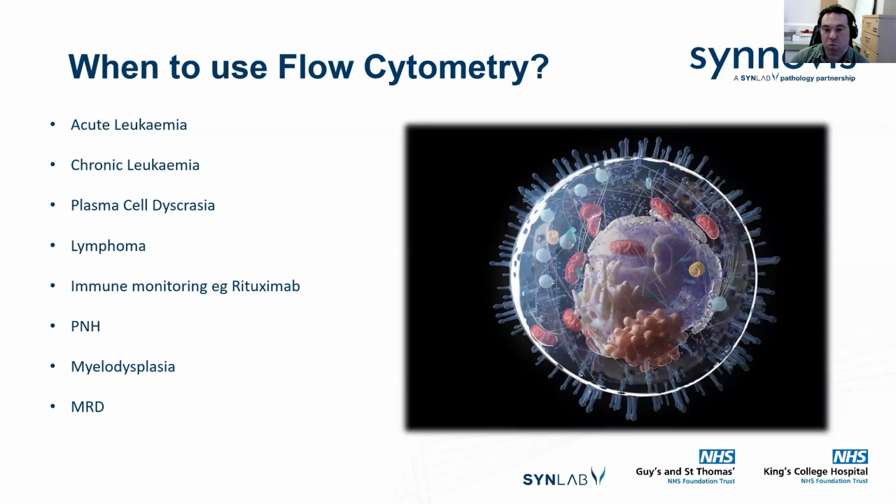So here are just a few examples of when to use flow cytometry. In the diagnosis of acute leukemias, chronic leukemias, plasma cell dyscrasias, you can use it in lymphomas, so non-Hodgkin's and Hodgkin's. Immune monitoring, for example, the use of rituximab therapy, paroxysmal nocturnal hemoglobinuria, myelodysplasia, and then also we can use it for measurement of residual disease.